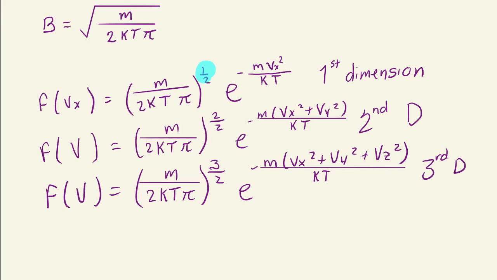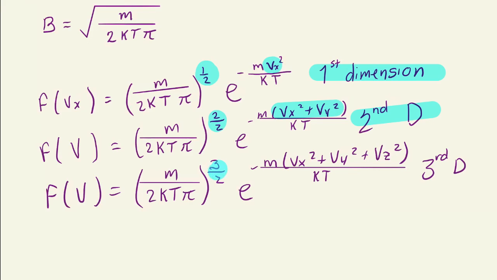So the constant b would change exponentially depending on the dimension we're in. So if we're in the first dimension, it would be the square root, and velocity would be in one dimension. If we were in the second dimension, it would be 2 over 2, which is 1. So it would just be m divided by 2k t times pi in the second dimension. And in velocity, we will have two components. So it would be velocity in x and velocity in y, for example.